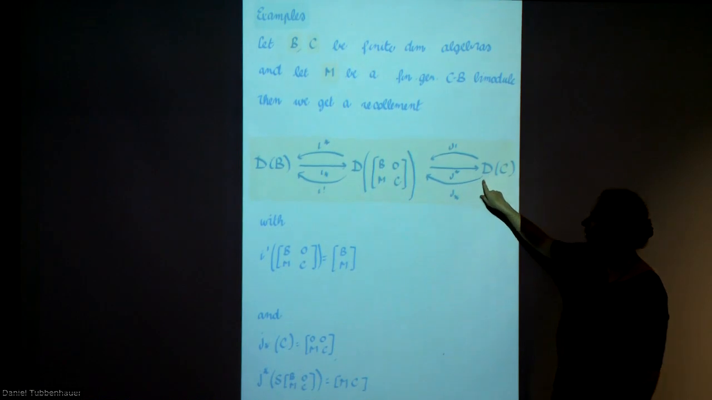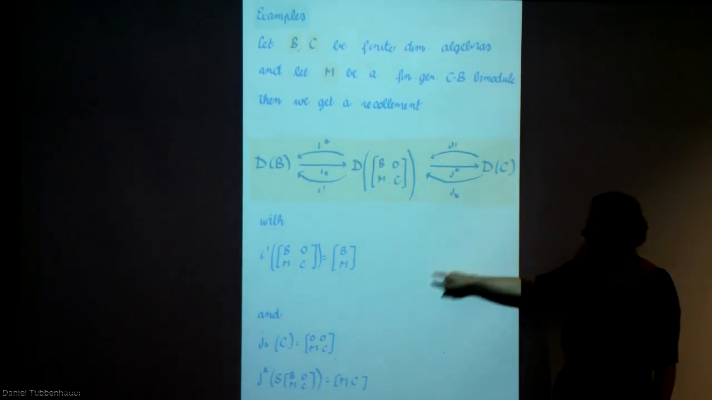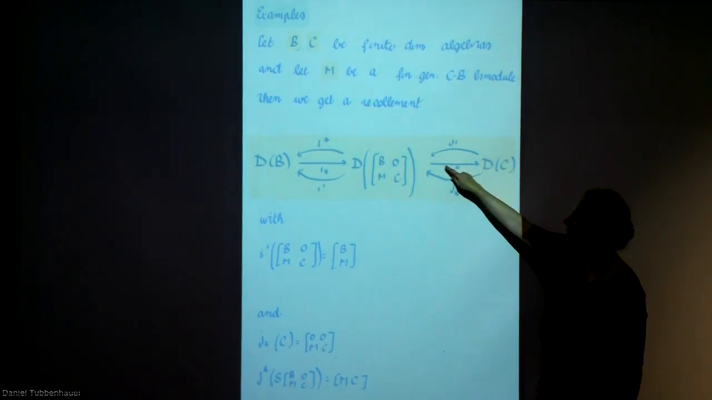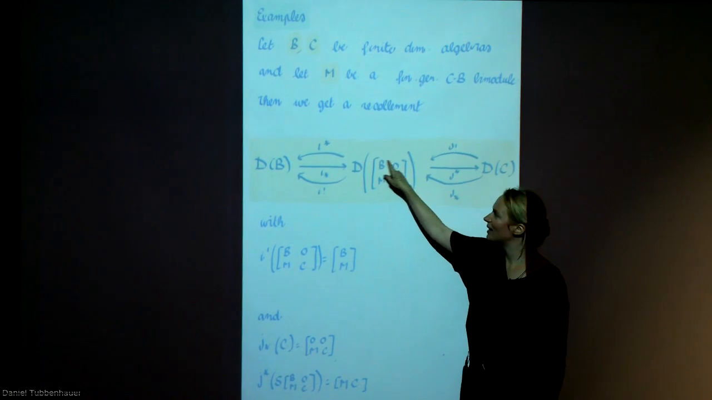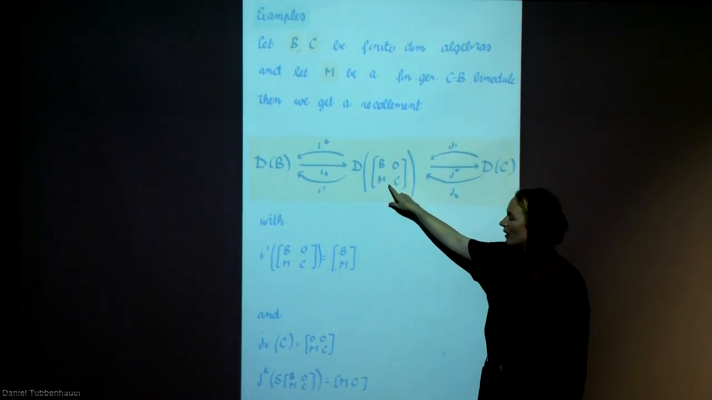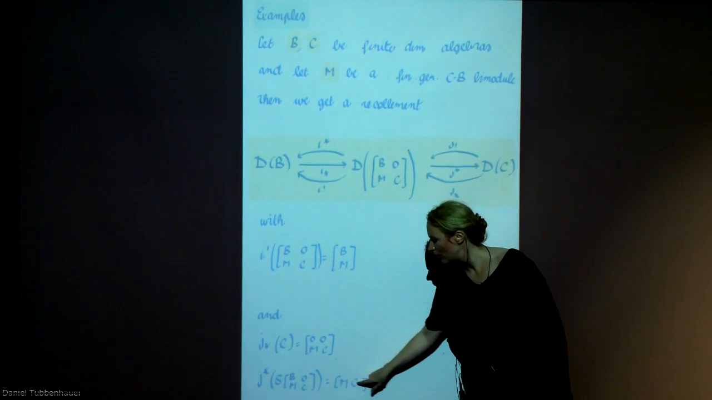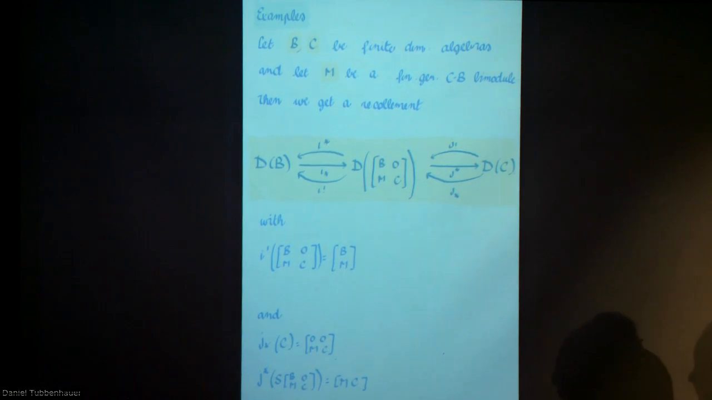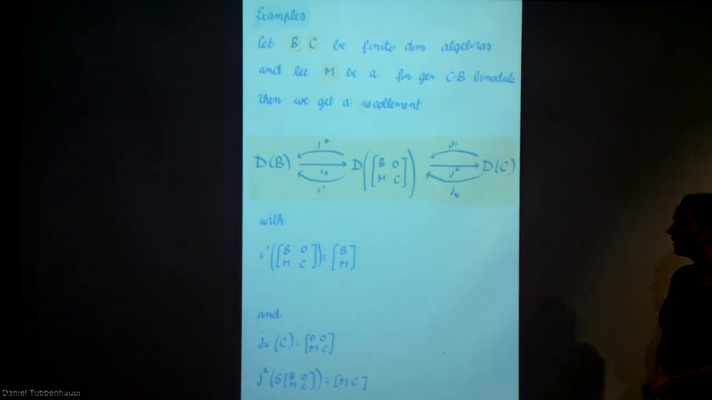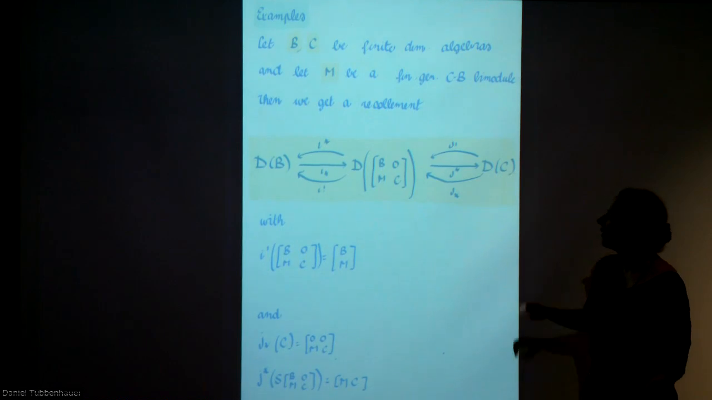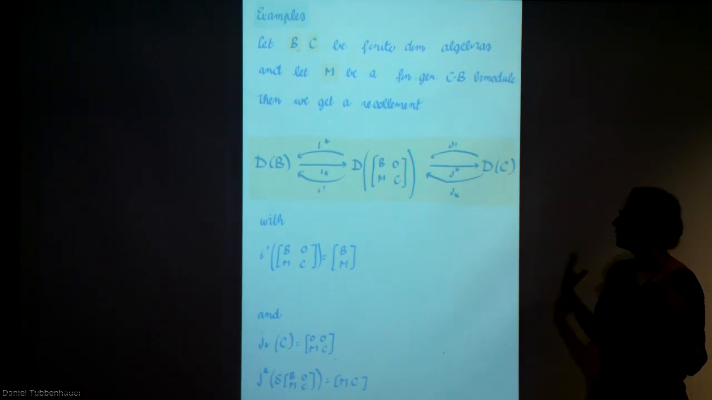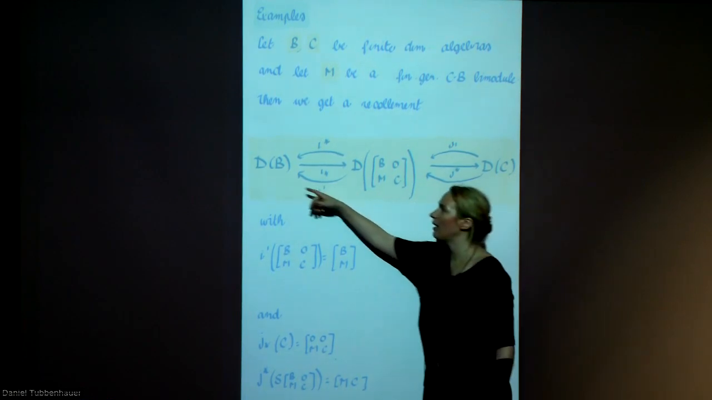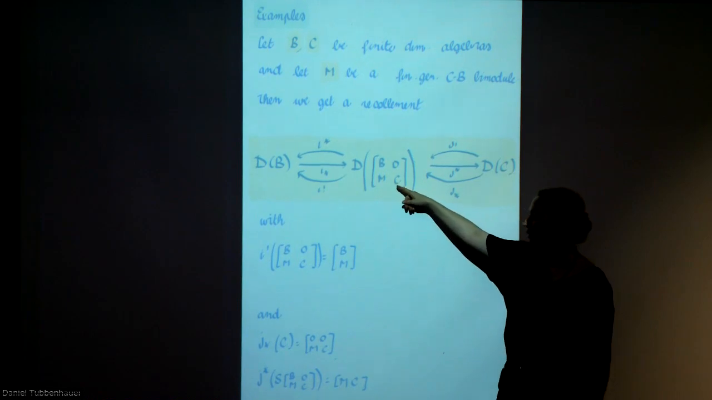And j lower star is going to send the ring C to this module over this ring. And g star is going to send the Serre functor of this, so the dual of this, to this row matrix module over C. Okay, so I've just written down explicitly what they do, at least on the generators. And we want to test whether this is a good recollement, whether this can tell us, if I know that C and B are Gorenstein, whether this one is Gorenstein.